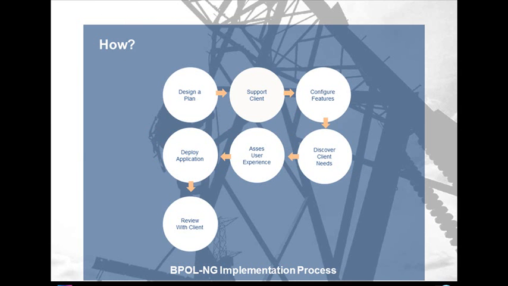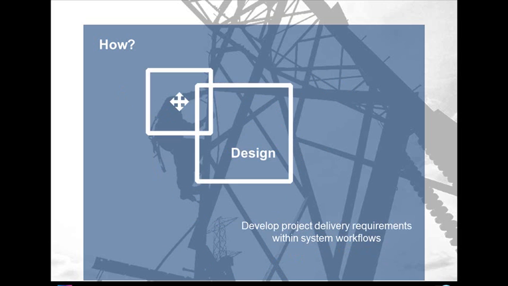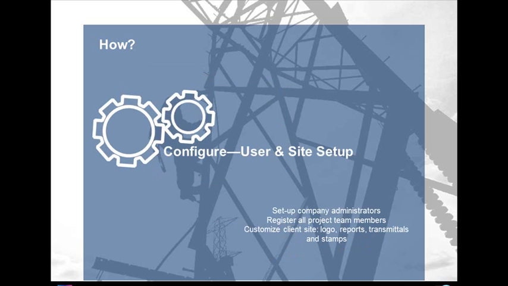How will ABC Imaging implement BPO-ONG? We design a plan, come to your office, support the client, configure features, discover client needs, assess user experience, deploy applications, and review with the clients. We meet client users, learn clients' requirements, and select the most problematic project. We then develop project delivery requirements within system workflows, set up company administrators, register all project team members, and customize the client site. We put in the logo, reports, transmittals, and stamps.